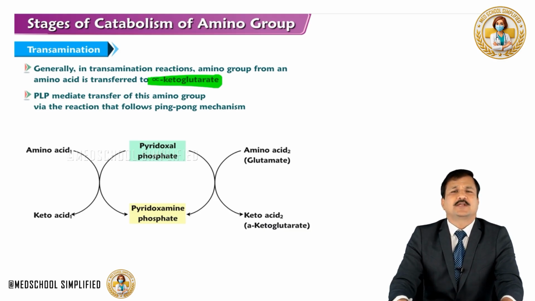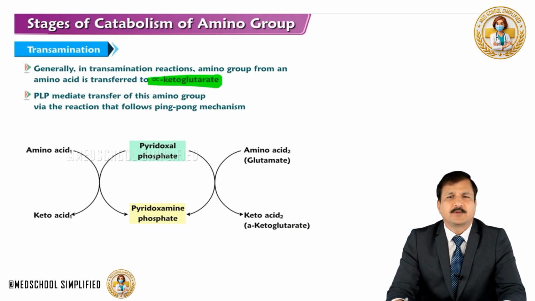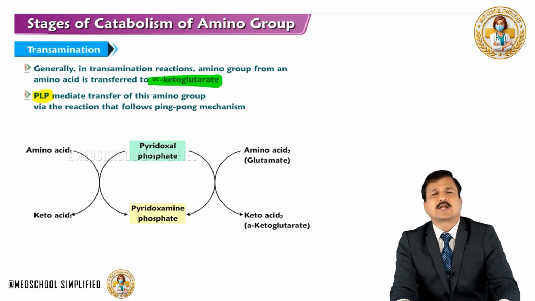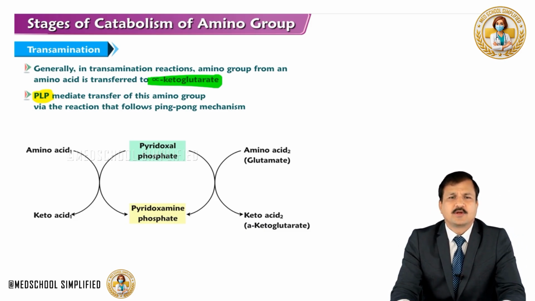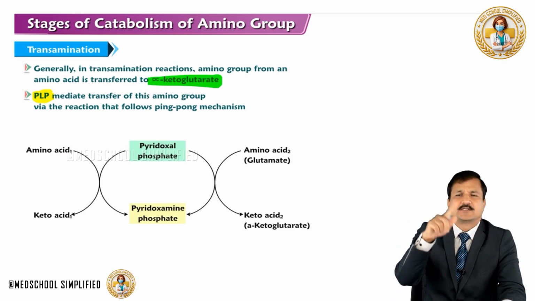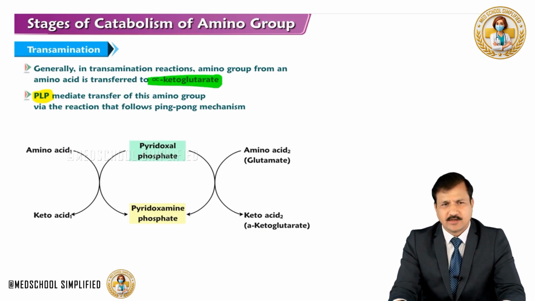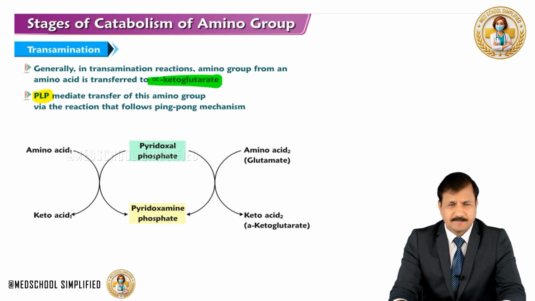So when a transamination is going on from different amino acids, always a glutamate is the new amino acid that is made. Make sure you remember that. Okay, so in this process, pyridoxal phosphate, which mediates the transfer of amino group, will have that ping pong mechanism. That means it will jump from one state to another state as the transamination is going on. That is shown in this general figure down here.